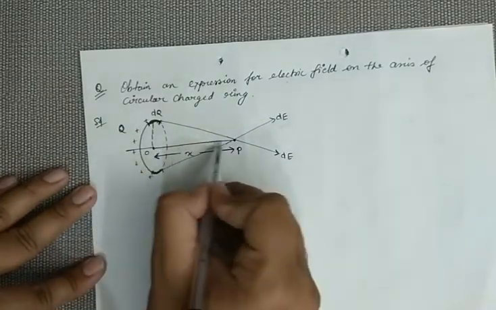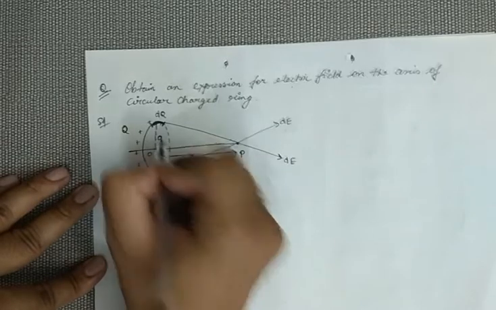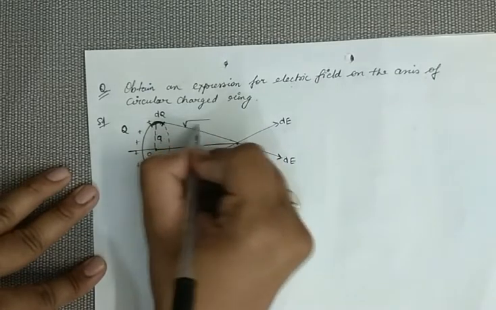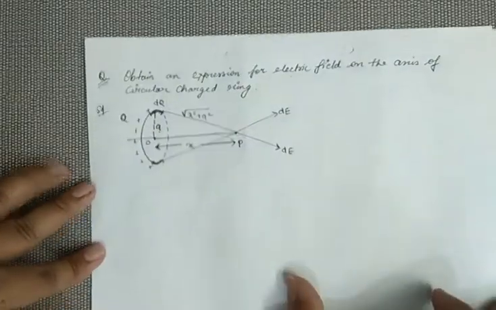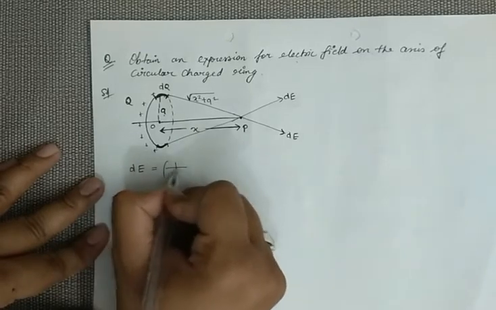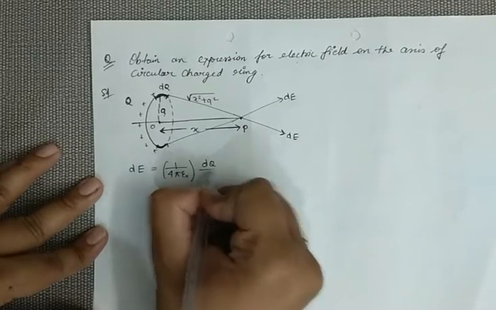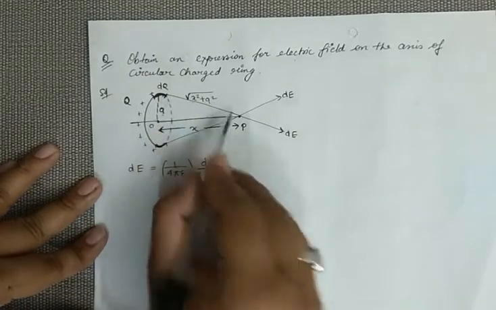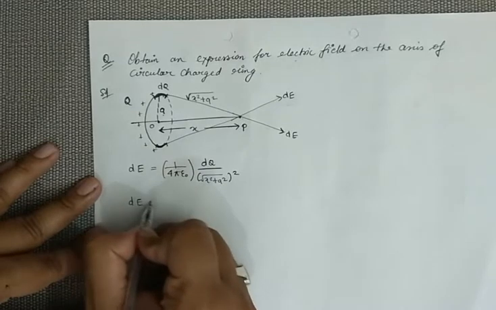The center and this point are at a distance of x. Let's consider the radius of the ring is a. So a is the radius of the ring, x is the distance. From the Pythagoras theorem, this hypotenuse is root x square plus a square. We know that electric field is equal to 1 upon 4 pi epsilon naught times charge dq upon the square of the distance, and this distance is root x square plus a square.